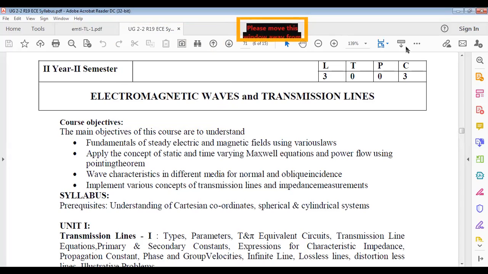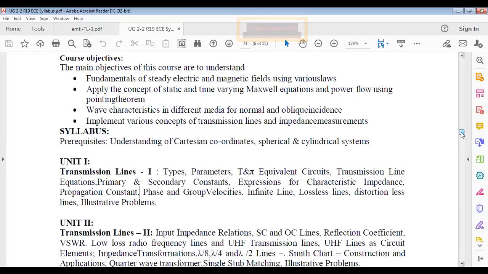And group velocity is nothing but, of course, the phase velocity, but in a differential manner. So d omega by d beta is nothing but the group velocity. That is also learned. Next, infinite line, lossless line, distortionless line, and related problems. Only the transmission line part one is definitions.